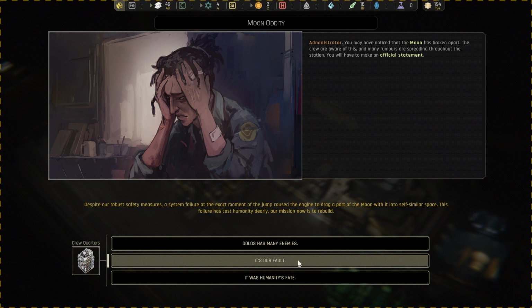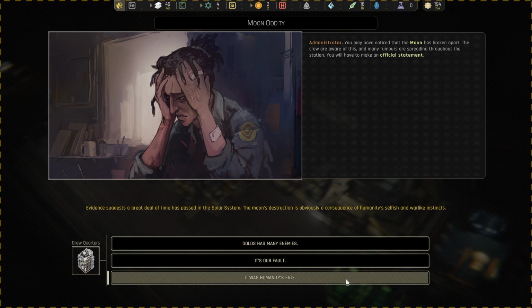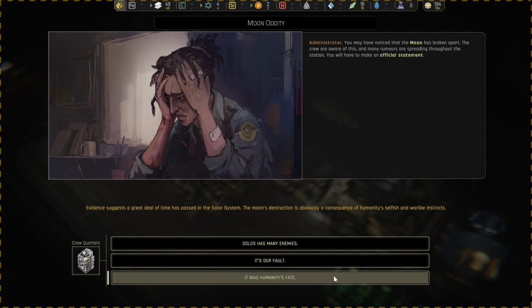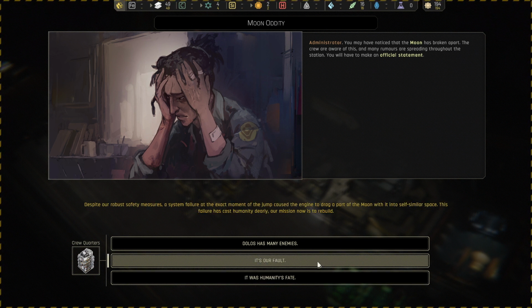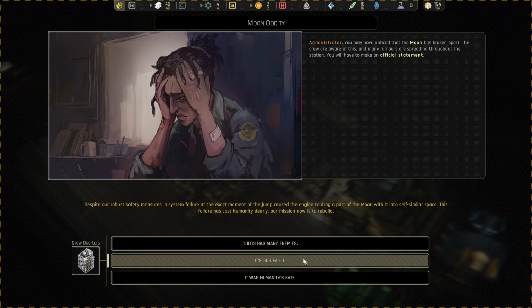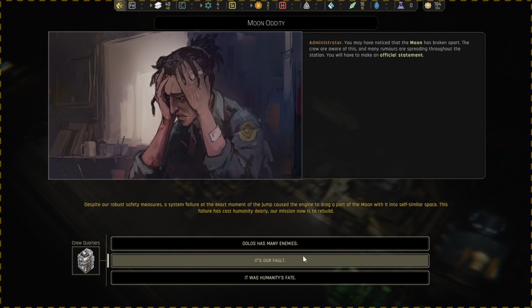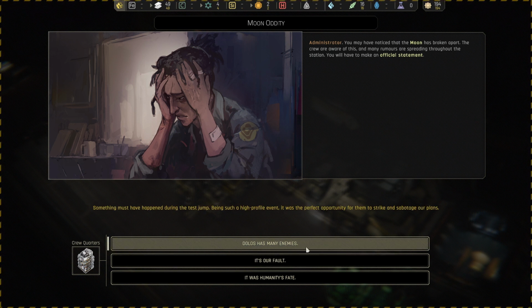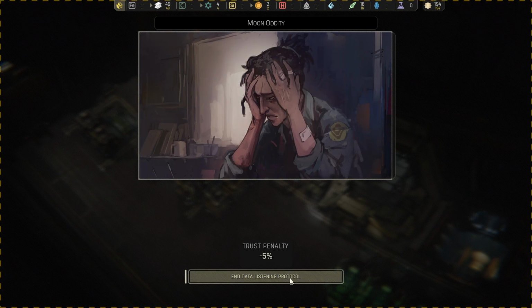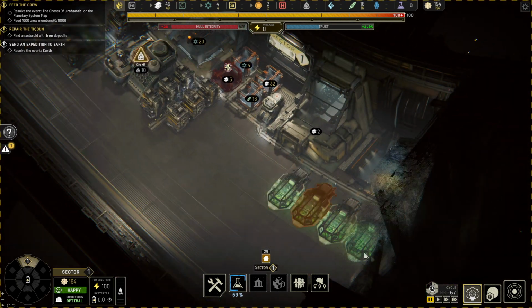Dulles has many enemies. It's our fault. Humanity's fate. Well, basically humanity's fate. Ideally, we escape the solar system before we kick the bucket. But we'll need to figure out a bunch more stuff we don't know right now. It's our fault. Not really. We did our best. We did exactly what we were meant to do. The fact that there's data breaches means that I suspect something else came in. Trust bounty minus 5 though, because they're not happy anyway with that one. I think it's like 5% no matter what.